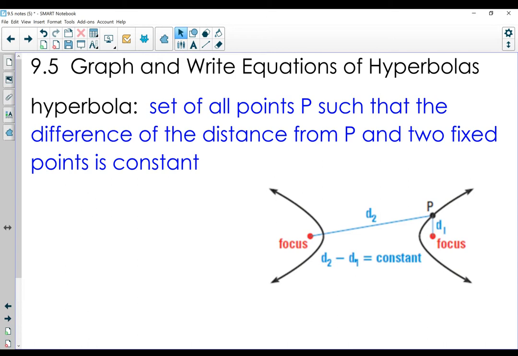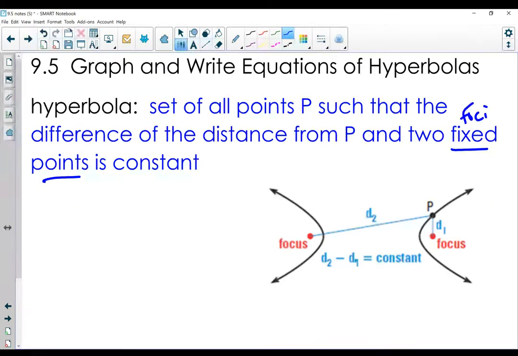9.5. Graph and write equations of hyperbolas. A hyperbola is a set of all points P such that the difference of the distances from P to two fixed points is constant. So let's remember those fixed points. Those are our foci.